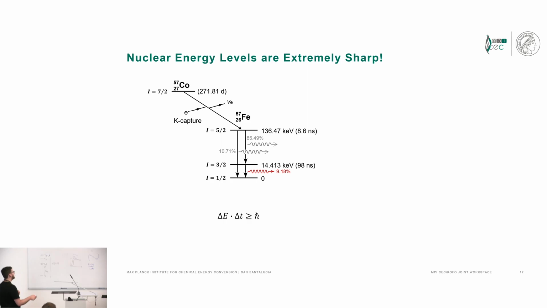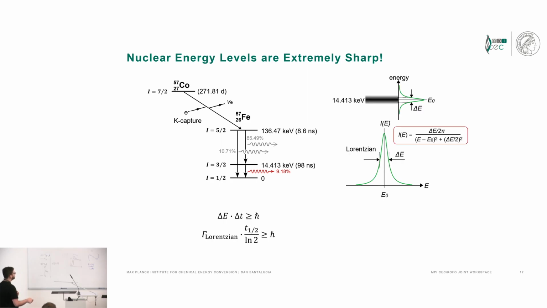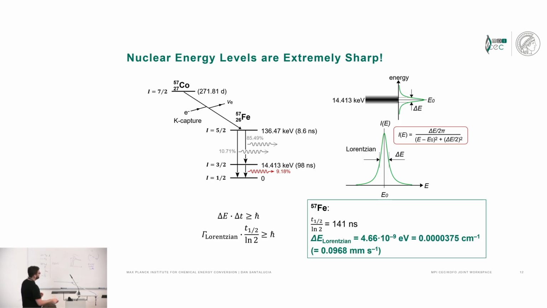We have our time here. I'm actually going to convert it into what's called the lifetime, so you just normalize to natural log 2. But the point I want to make is that it has to be greater than or equal to h bar. And so you would expect a certain Lorentzian line width that will be extremely sharp, about 0.0000375 wave numbers, which is just incredibly sharp. That is the natural line width of a Mössbauer event in iron 57.